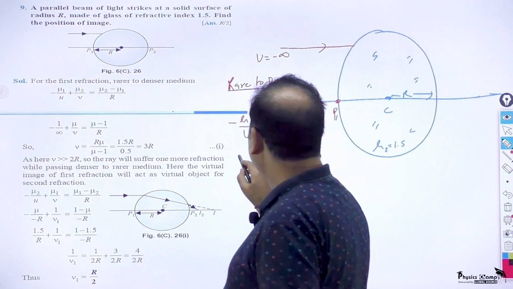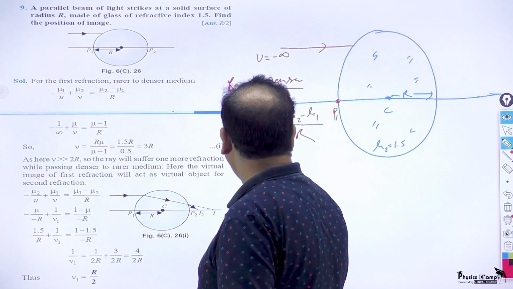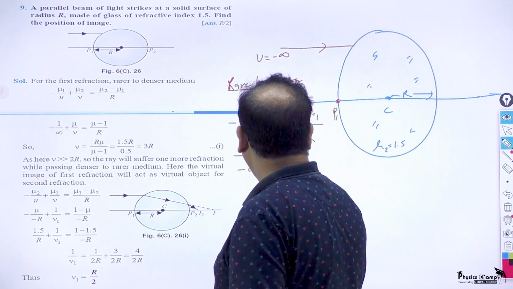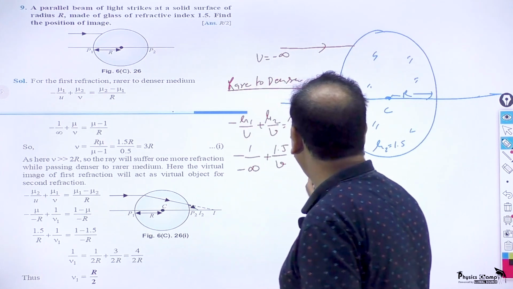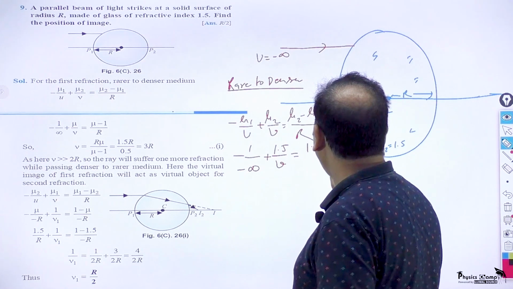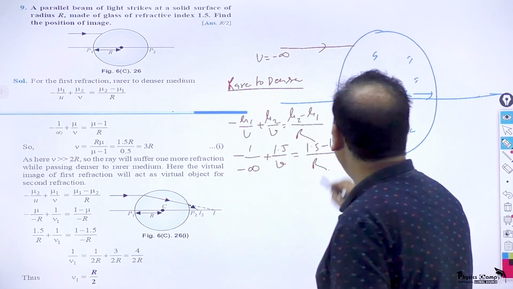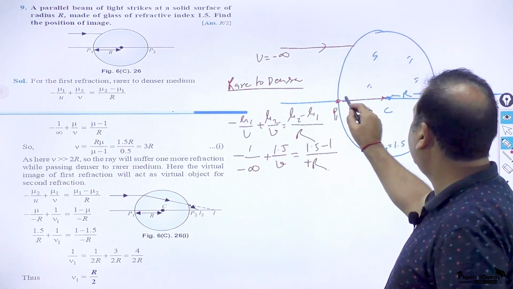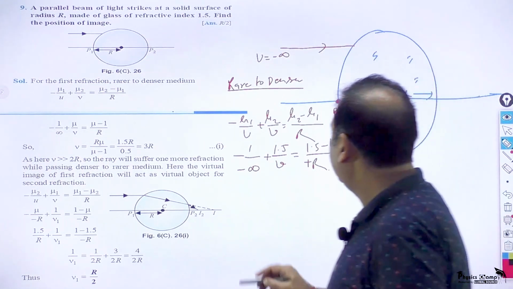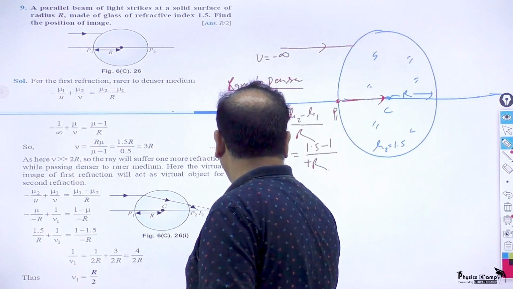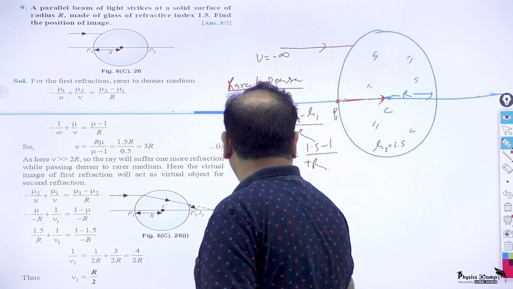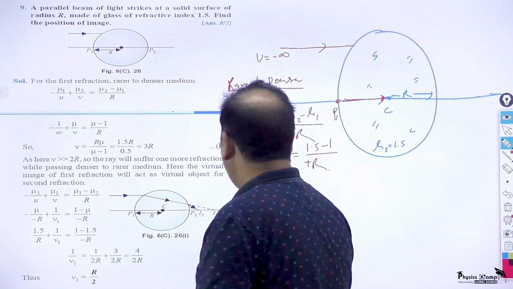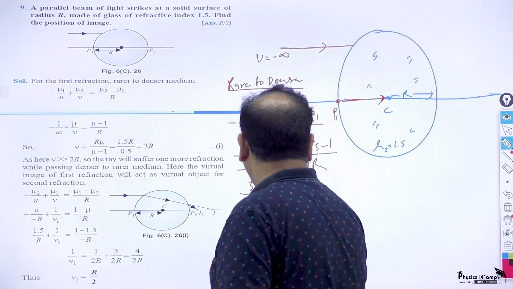So mu1 is 1, u is minus infinity, mu2 is 1.5, v we want to get, mu2 which is 1.5 minus 1, by radius of curvature, and radius of curvature will be plus r because you are going in the direction of the incident ray. So 3 by 2v is equal to 1 by 2r. So v will come out to be 3r.